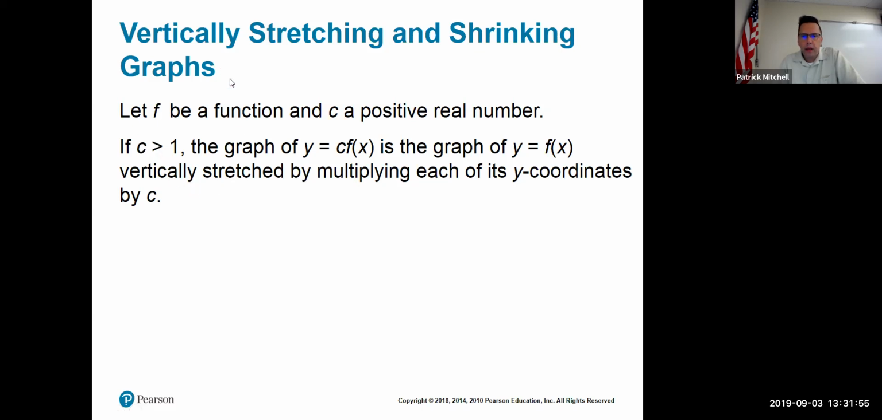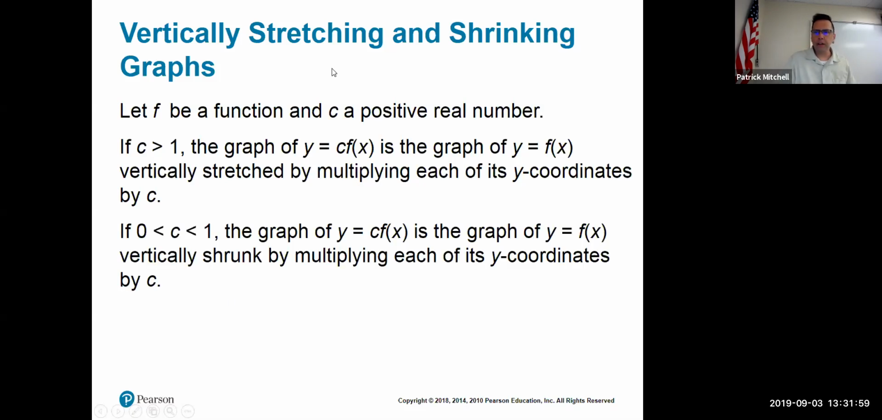However, if the number c is less than 1, but still positive, right? So between 0 and 1, a number like 1/2, that's going to shrink the graph towards the x-axis.